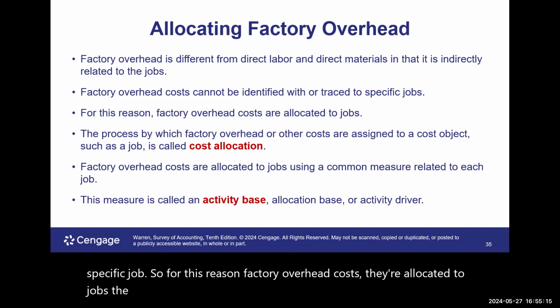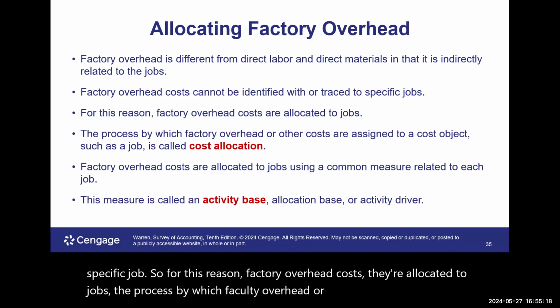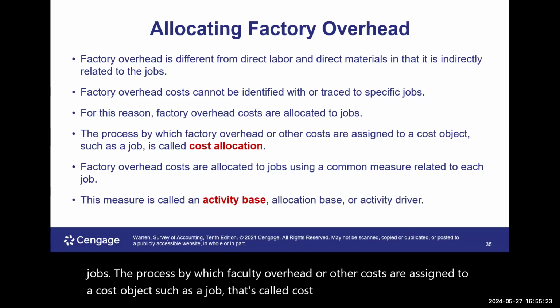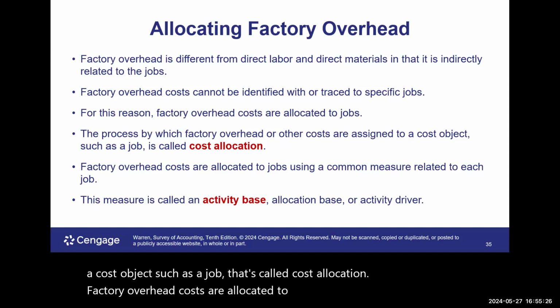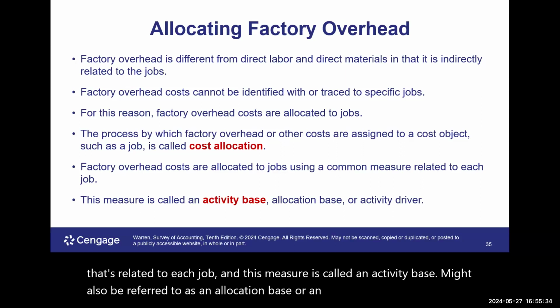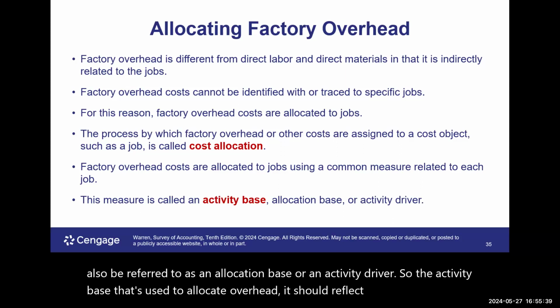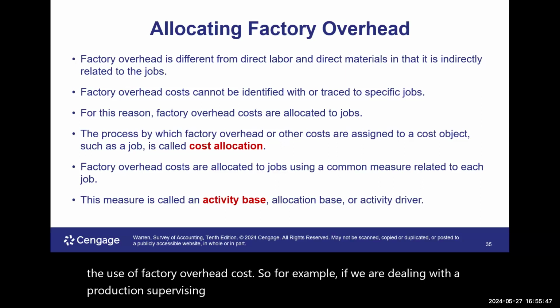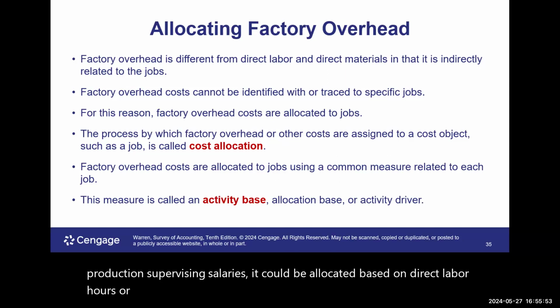The process by which factory overhead or other costs are assigned to a cost object, such as a job, is called cost allocation. Factory overhead costs are allocated to jobs using a common measure that's related to each job, and this measure is called an activity base, which might also be referred to as an allocation base or an activity driver. The activity base that's used to allocate overhead should reflect the consumption or the use of factory overhead costs. For example, if we are dealing with a production supervisor's salaries, it could be allocated based on direct labor hours or direct labor costs of each job.